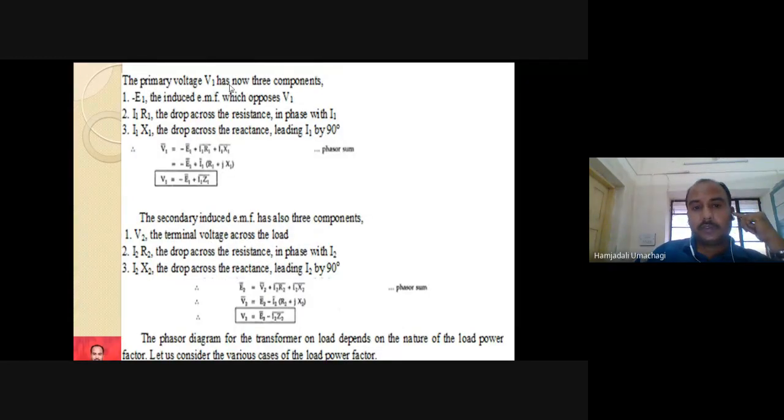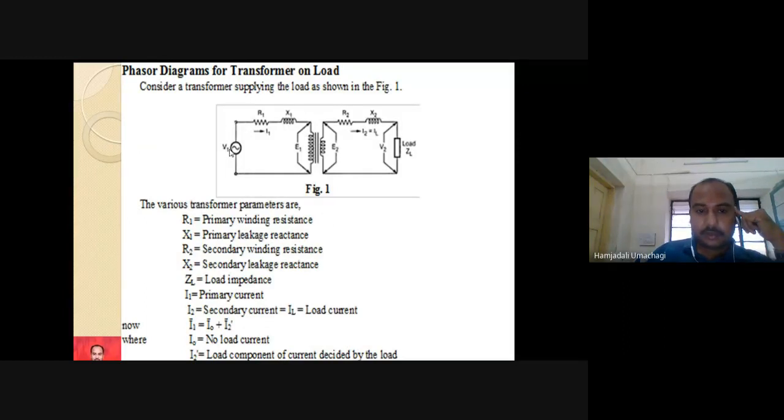The primary voltage V1 has three components. It is having three voltage drops. Current I and R means what? Product of I1 and R1 means what? I and R means what electrical component are you getting? Voltage, sir. Voltage. Similarly, I and X means what? This is the resistive voltage and this is the reactive voltage. This is also a voltage drop. Once again, E1 is also voltage. Yes or no?